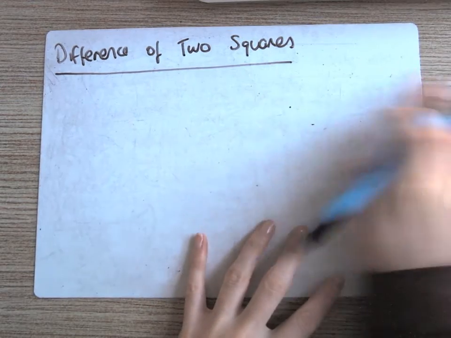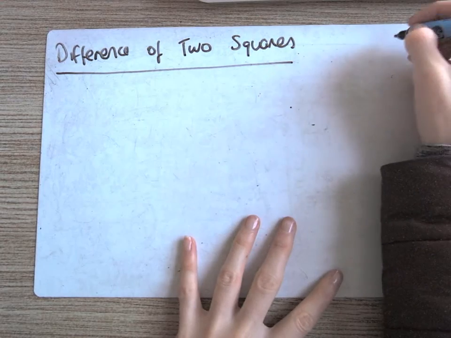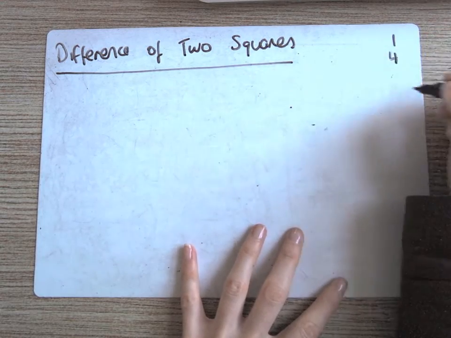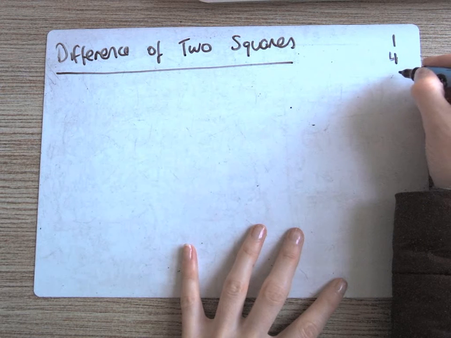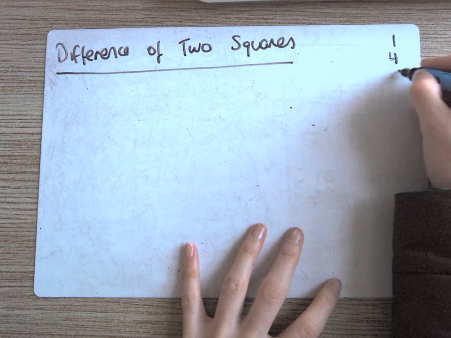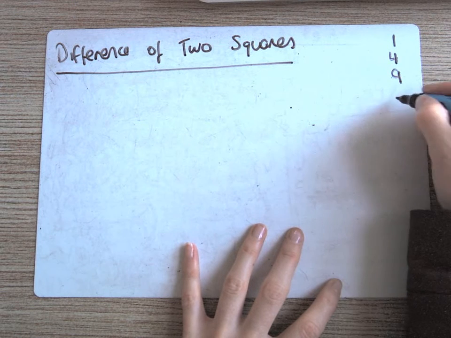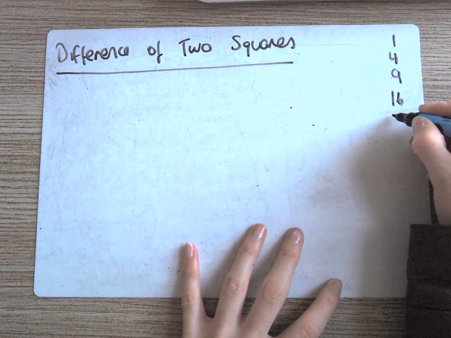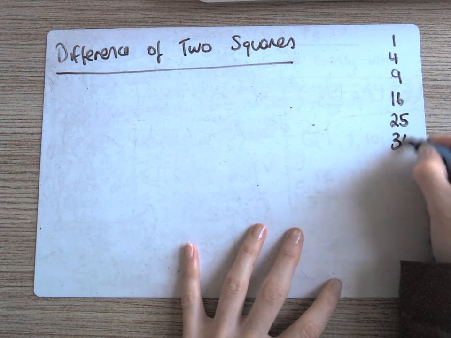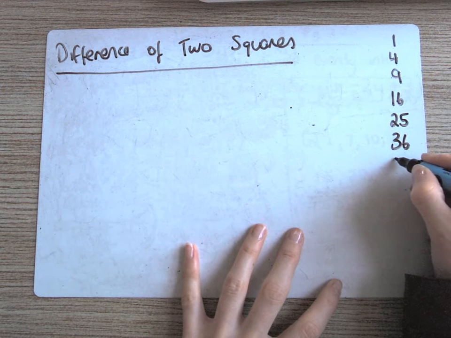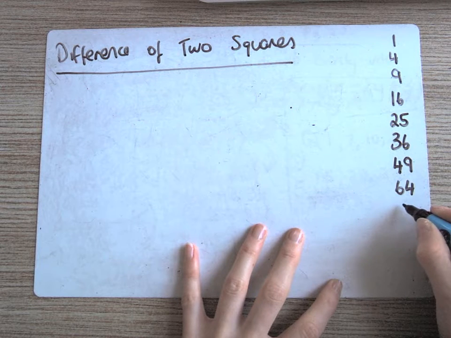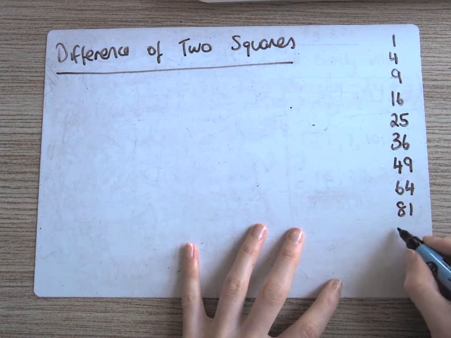1 by 1 is 1. 2 by 2 is 4. Keep going. 3 by 3 is 9. 4 by 4 is? Keep going. 36. 49. 64. 81. 100.